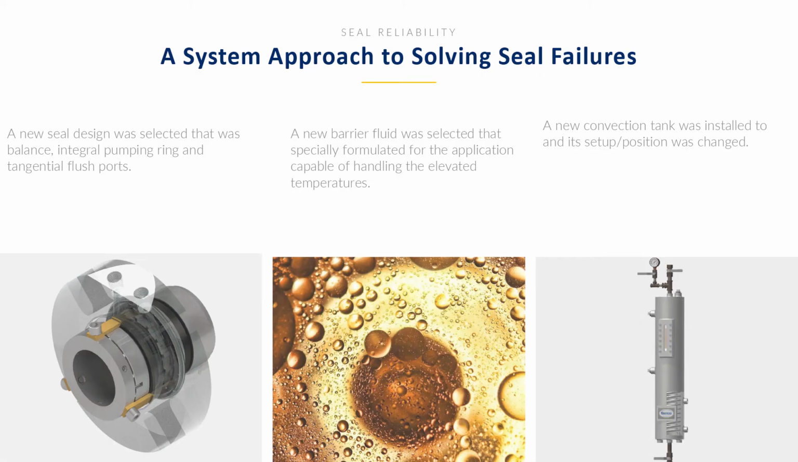So again, back to the systems approach. The new seal design was selected, and it was a balanced seal, integral pumping ring, tangential flush ports. Next, we looked at the barrier fluid, and we designed or implemented a barrier fluid that was specially formulated for the application, capable of handling the elevated temperatures. And then a new convection tank or seal pot was installed, and setup and position were changed.